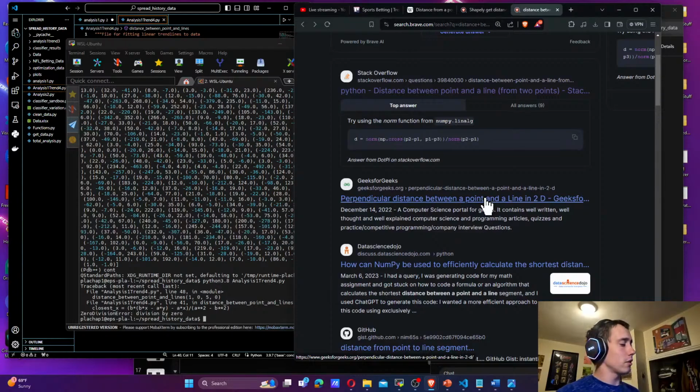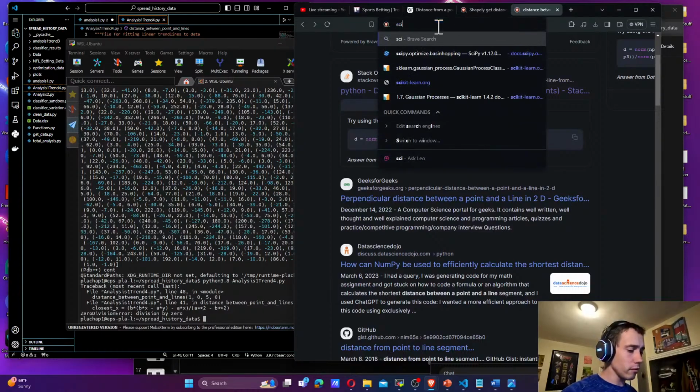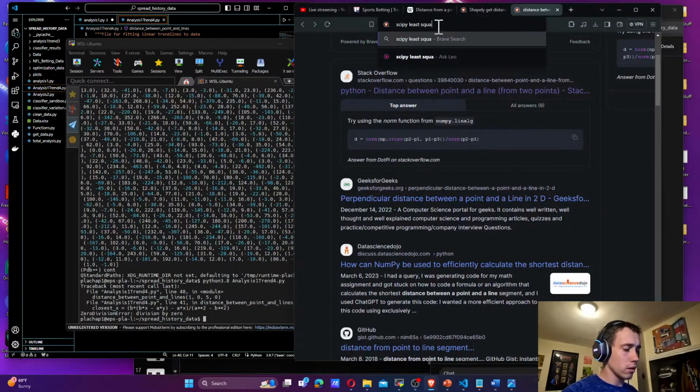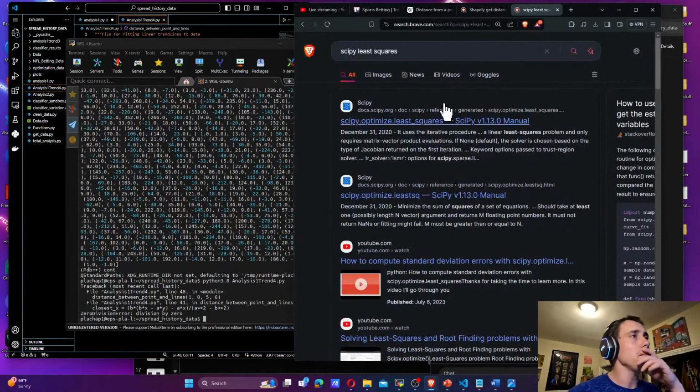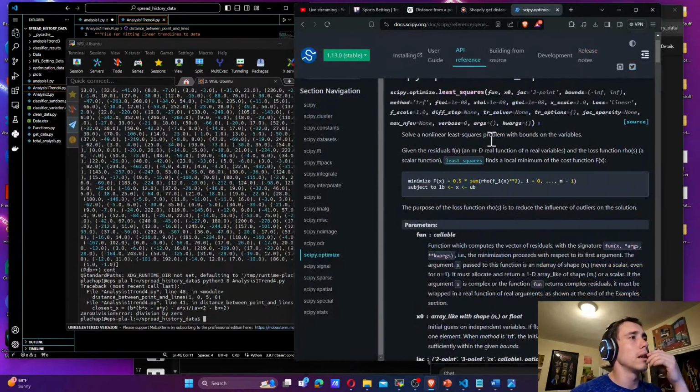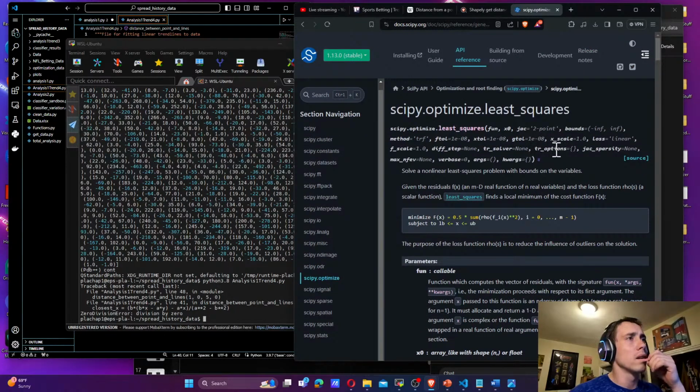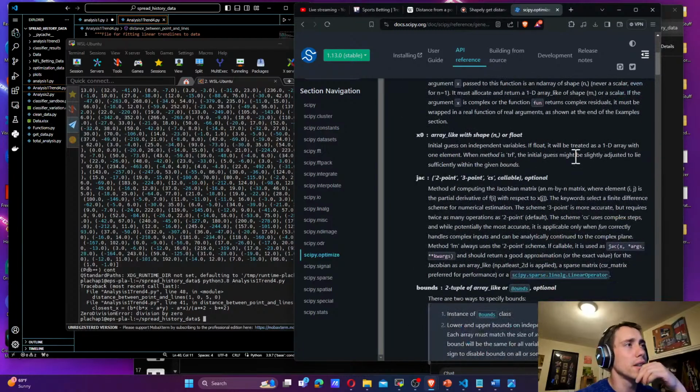Oh, I guess we just need to do a least squares. Hey, nice. Solve a nonlinear least squares given the residuals. Least squares finds a local minimum. No, we just want to get the least square.